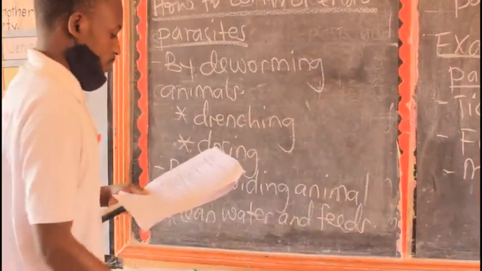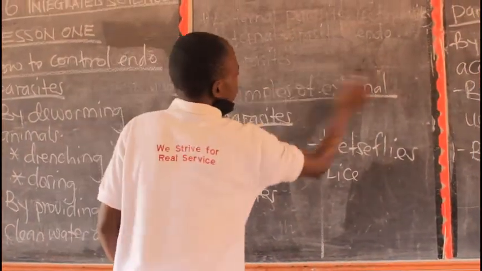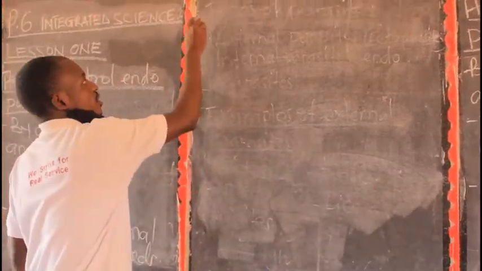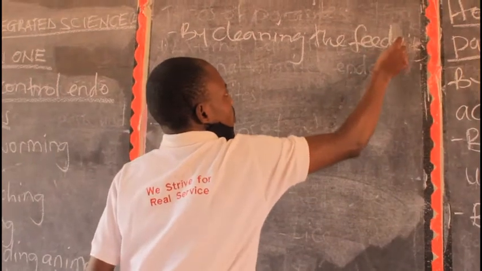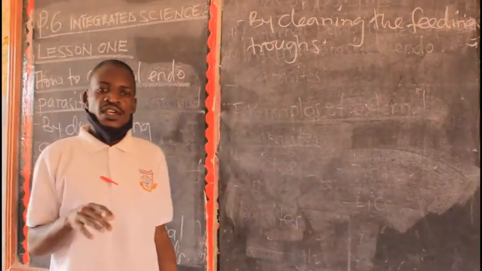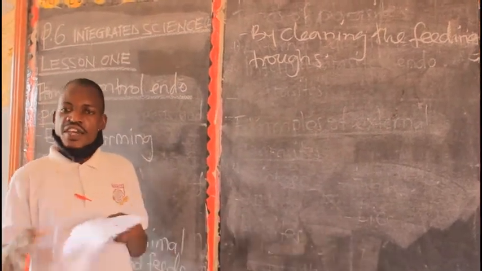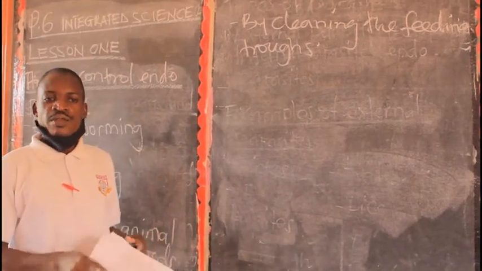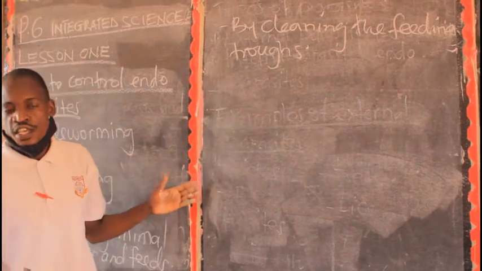Then also, by cleaning the feeding troughs. The feeding troughs are the materials that you use to put feeds for these animals, or to put their water. If they are not clean, then your animals are most likely to have what? These parasites. Make sure you disinfect them with disinfectants, chemicals that kill these germs and worms in case they are in these feeding troughs.